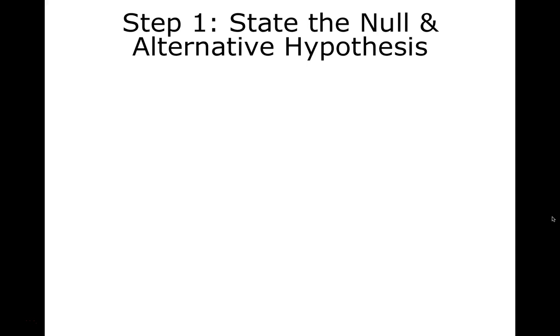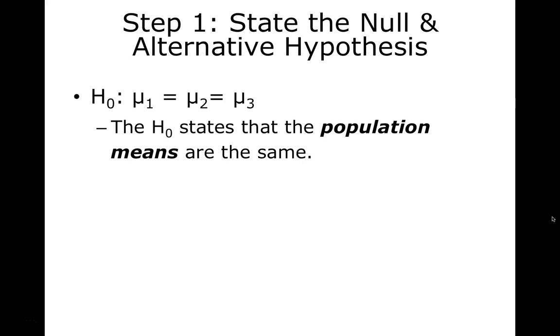So in step 1, in a situation where we would have an ANOVA, we would want to state the null and alternative hypotheses. And as we talked about before, the null hypothesis would say that the population means are the same. So group 1's mean, group 2 mean, group 3, and so on. We could have as many groups as we needed here, but we could talk about how many would be useful in terms of interpretation, that these population means are the same.